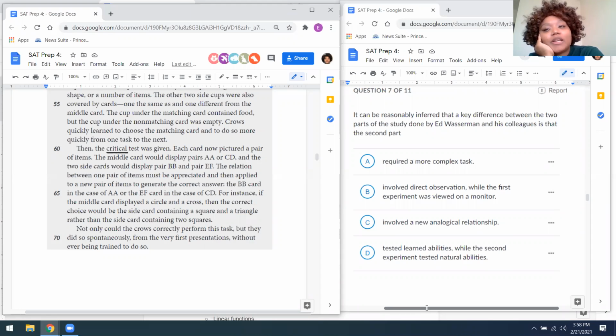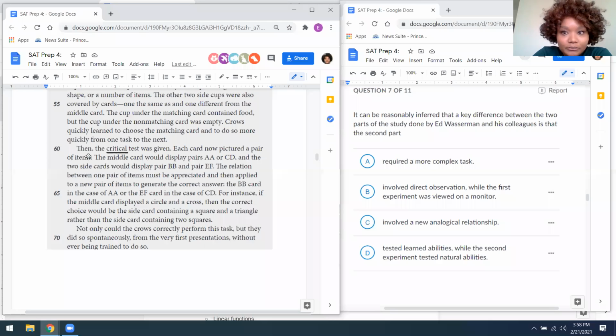What do you think is saying that the second part or the critical test was harder? B. B, that's the first one you answered. The answer choice is A, required a more complex task. So that is the correct answer because, well, as I was saying, the... What was I saying? I'm sorry, I had a brain fart.